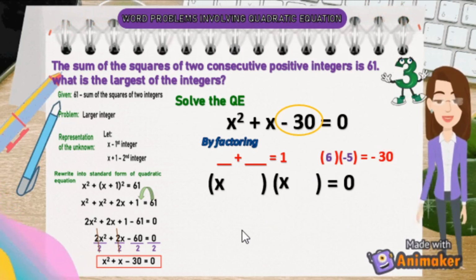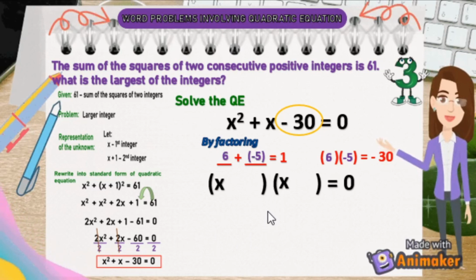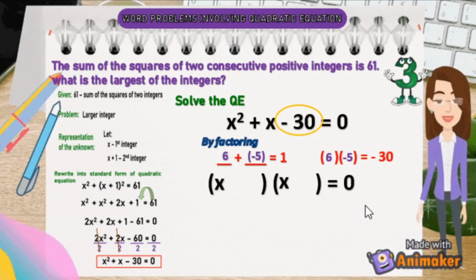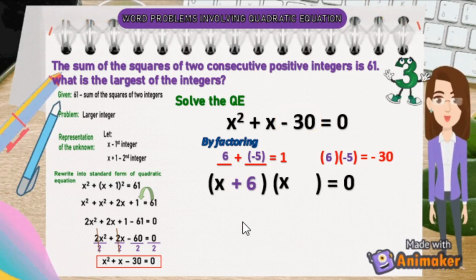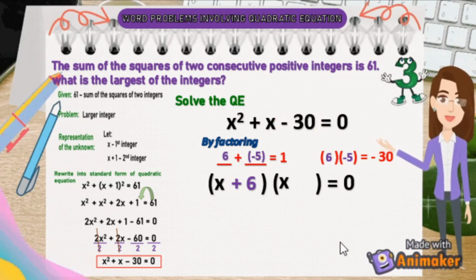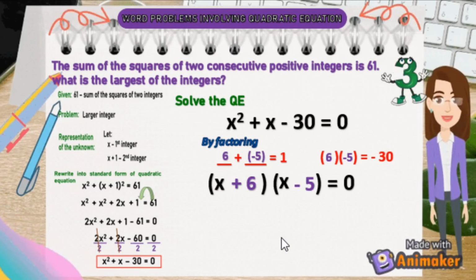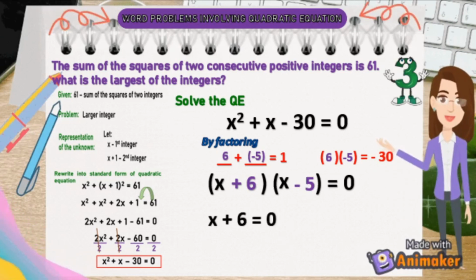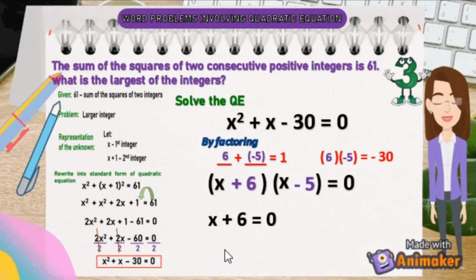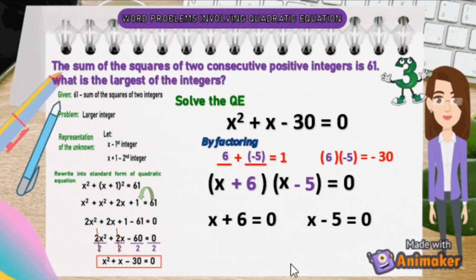So, 6 times negative 5 is negative 30, and 6 plus negative 5 is equal to 1. Therefore, 6 and negative 5 complete our binomial. So, we will have (x plus 6) multiplied by (x minus 5) is equal to 0. Then, equate them again to 0, or separate them. So, we will have x plus 6 is equal to 0 and x minus 5 is equal to 0.